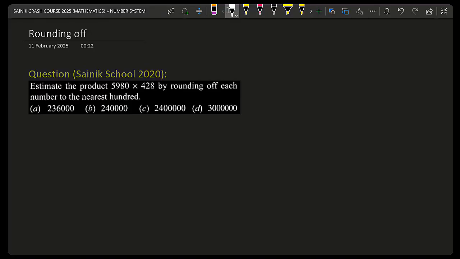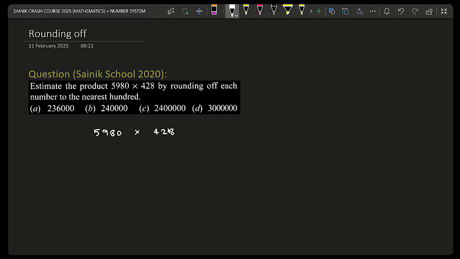Okay, sir. So Pranay, can you explain this question? Okay. Shall I write those numbers? Yes. 5,980 multiplied by 428. So first we have to round off or multiply? Sir, first we have to multiply and then round off. No, look at the question properly. Estimate the product by rounding off each number to the nearest hundred. That means first each number you have to round off to the nearest hundred, then multiply.